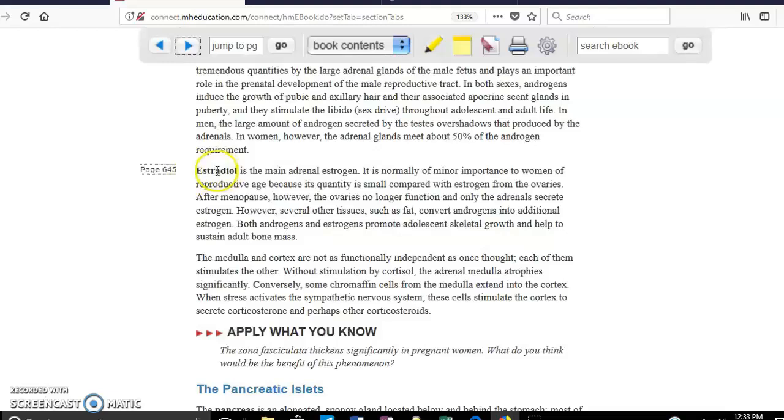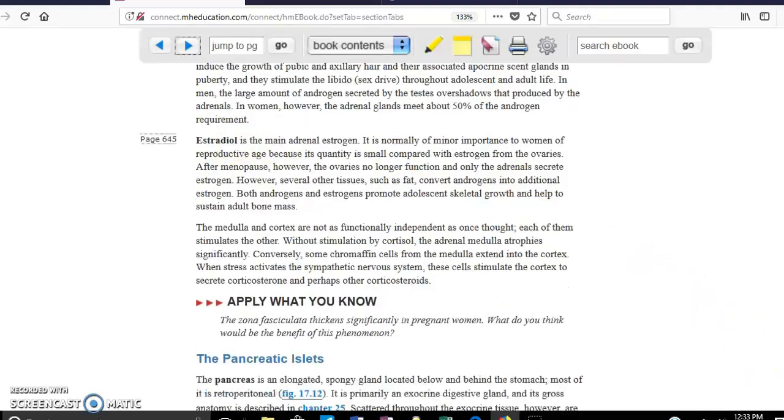Same thing happens with estradiol, which is produced by the adrenal gland in very small quantities. And again, it lacks any other effect when the female grows, because eventually the function of releasing estradiol is going to be taken over by the ovaries when the female reaches puberty.